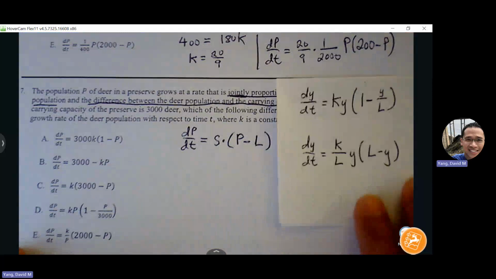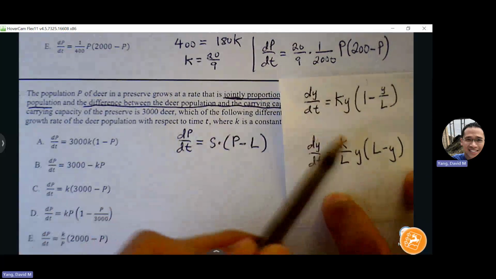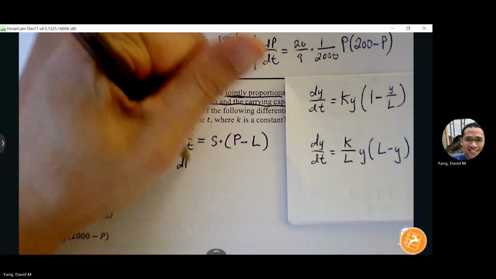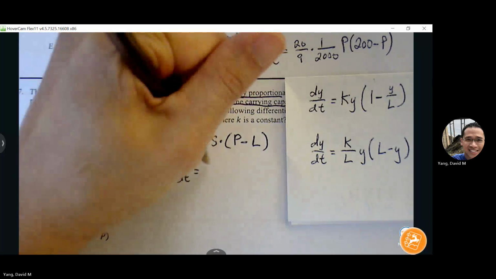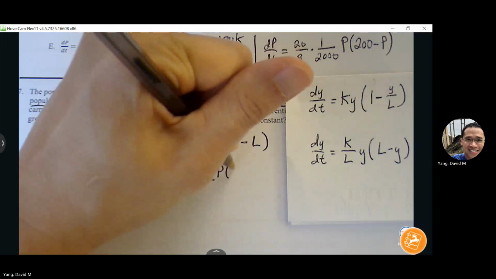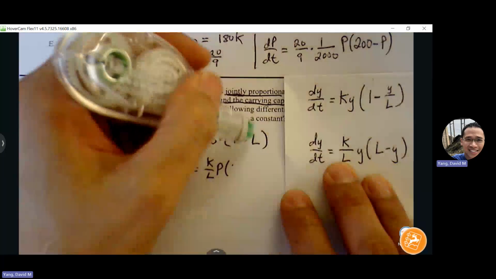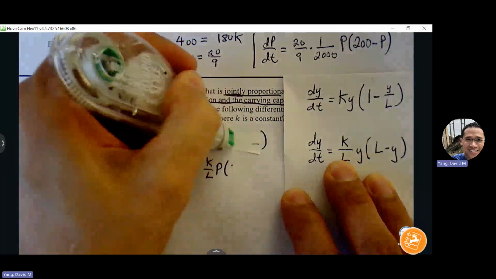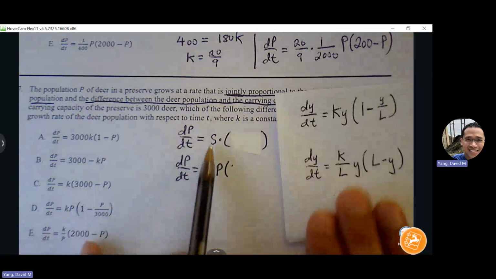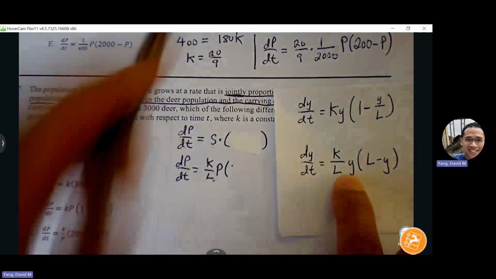So that's looking more like this last form, right? So we know that this S is just going to represent K over L times Y, or times P. That's my bad, not P minus L, L minus P. I put in S to represent the size. It says the size of the deer population, so I just put the S in place of it, but I knew that was going to fit more like this one here.